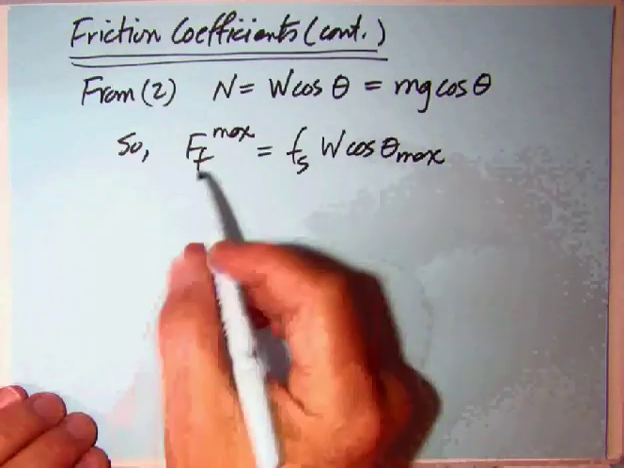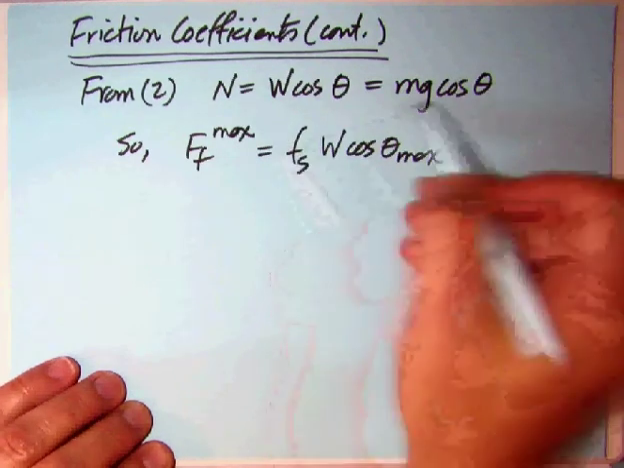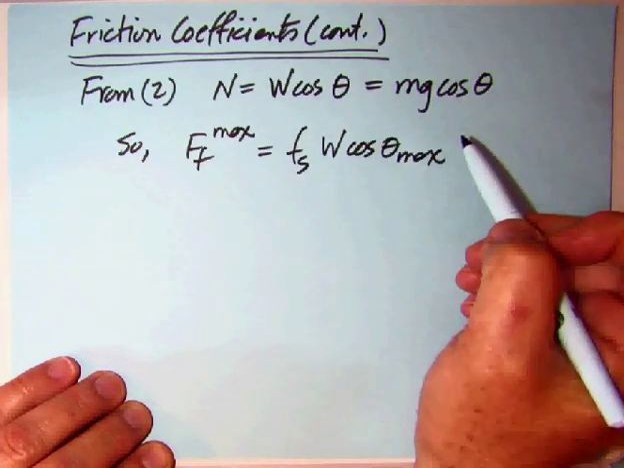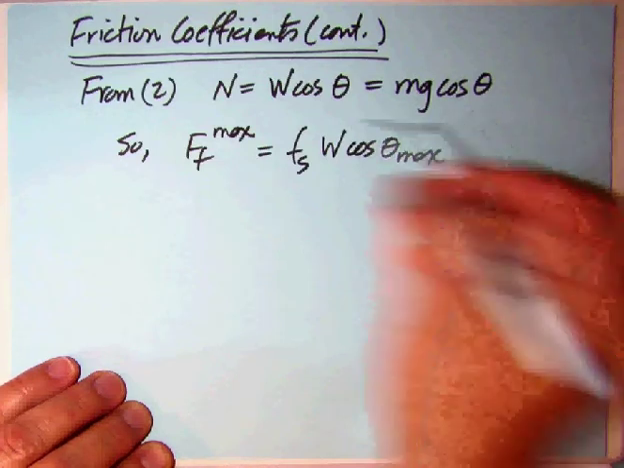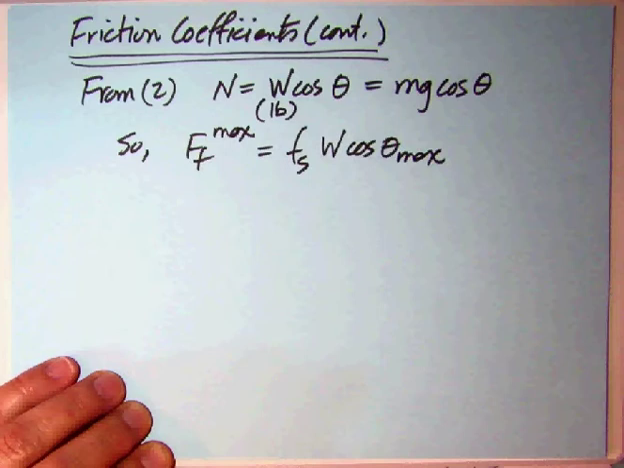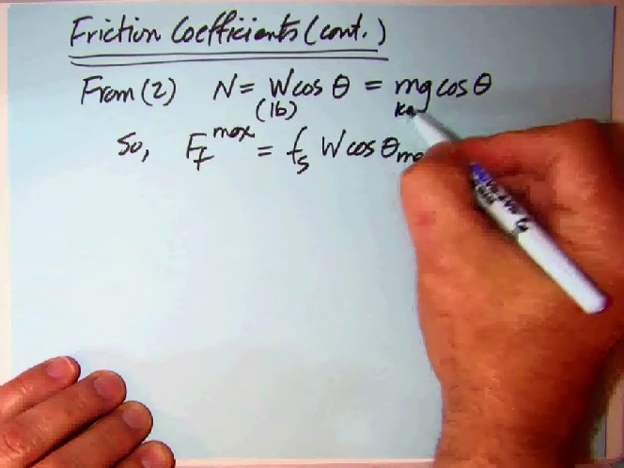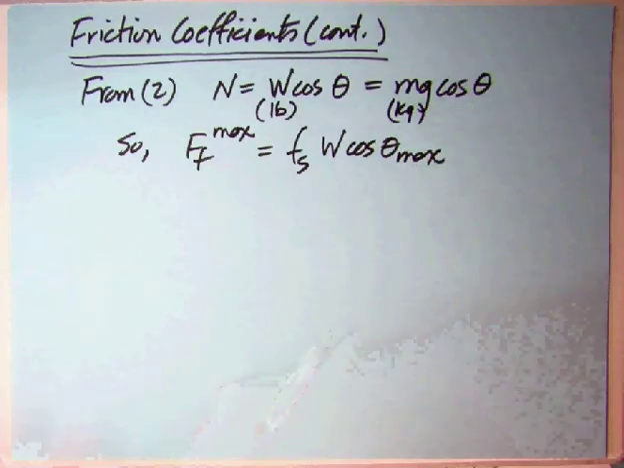Okay, from equation 2, we've got N equal W cosine theta. Now in the MERM, he goes on and puts it as mg cosine theta. Well, that's okay. However, in the US system, you're almost assuredly going to be given W in pounds, whereas if it's an SI problem, you may very well be given mass in kilograms. So both of those are valid, but I'm going to stay with the W cosine theta.